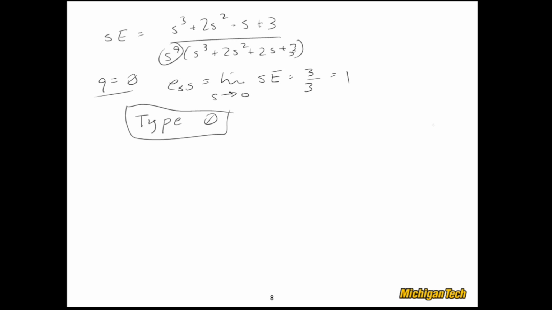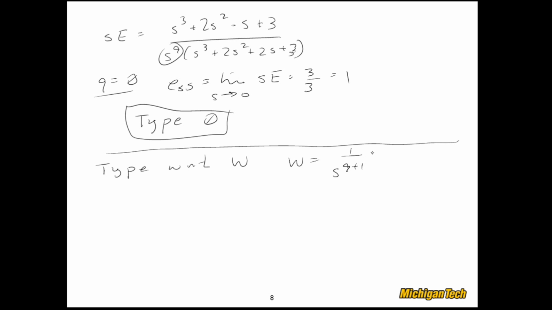So I now know that if I hit this system with a step input, reference input that is, I'll get a constant steady state error. And if I give it a ramp input, my error will grow without bound. Well, now let's do the other one. Let's do type with respect to the disturbance, w. So for that, I set w equal to 1 over s to the q plus 1, and set r equal to 0.